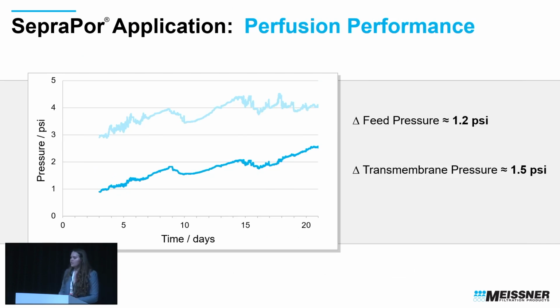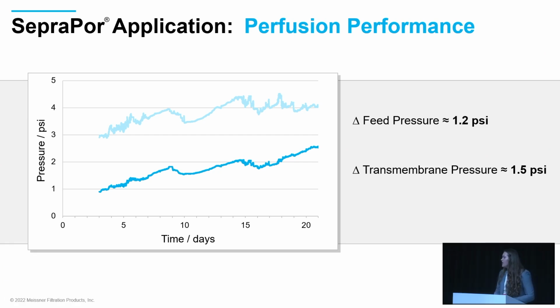Here we have a 21-day benchtop CHO cell perfusion run, which was evaluated with one of our SepraPor hollow fiber filters. Cells were inoculated on day 0, and perfusion was started on day 3, which is when we started recording the feed and transmembrane pressures. As you can see, over the 18 days of perfusion, the feed pressure only increased by 1.2 psi, and the transmembrane pressure only increased by 1.5 psi.